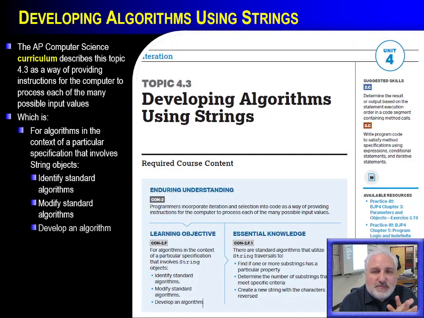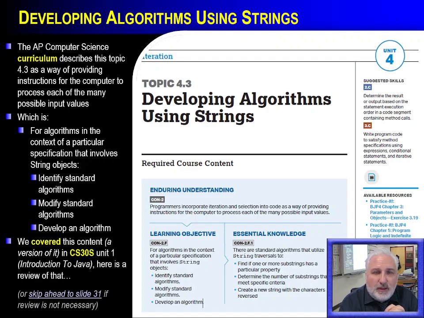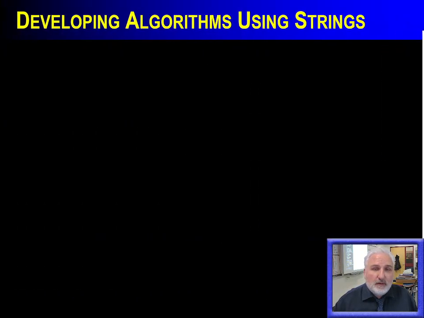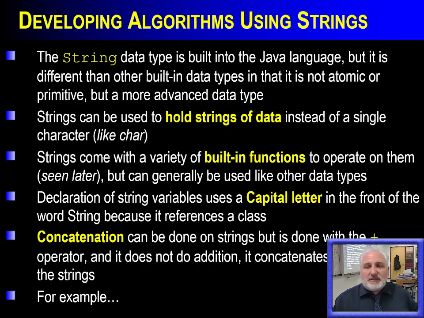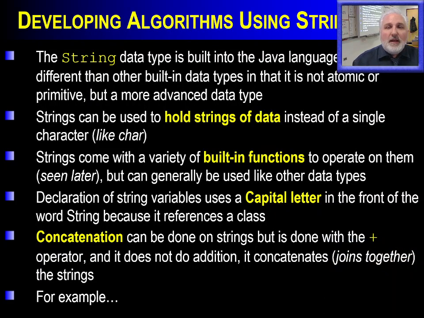So how this is put into the curriculum in section 4.3 is that you would have algorithms in the context of a specific or particular specification that involves the string object, to identify standard algorithms, to modify standard algorithms, and to develop an algorithm. All right, so let's look at the string. The string is built into the Java language. It is a complex data type comparatively to the integer or the double. That's why string uses a capital S when it's declared.